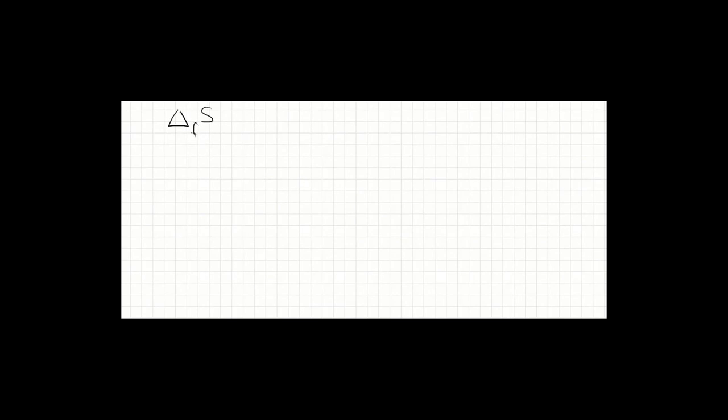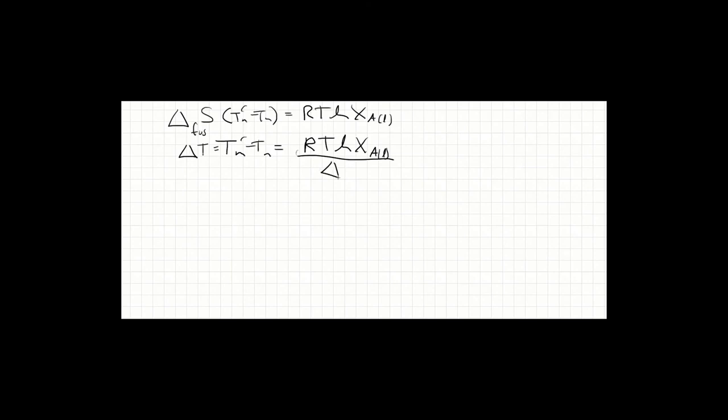So we have delta S of fusion times Tm prime minus Tm is equal to RT log of XA in the liquid phase, and so we could solve for delta T. How much does the melting point change? And when we solve for that, we see it's equal to RT log of XA, the solvent in the liquid phase, divided by delta S of fusion. And if we wanted to, we could just replace it with the delta H over T. And so we get RT, and the T we're talking about is the melting temperature. And we get this equation.